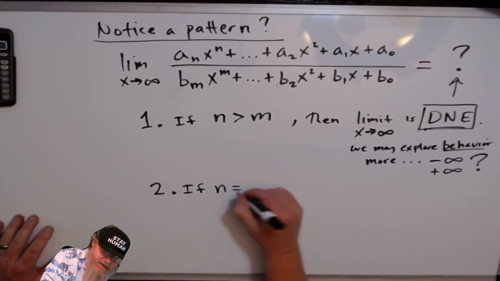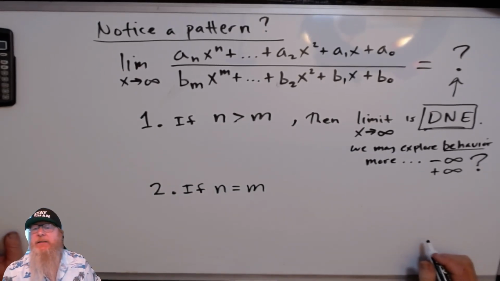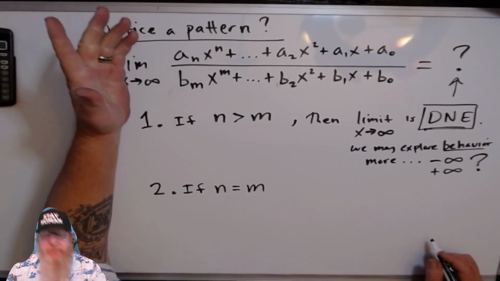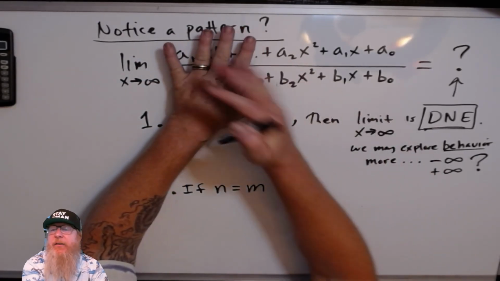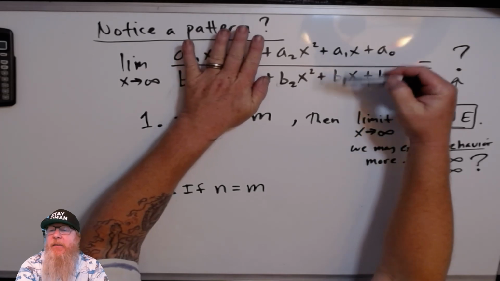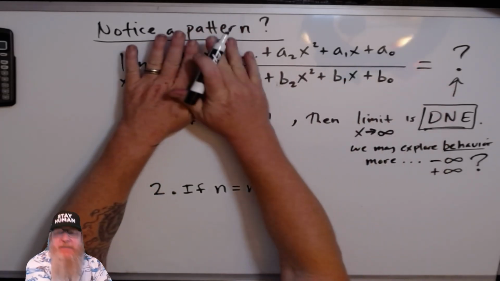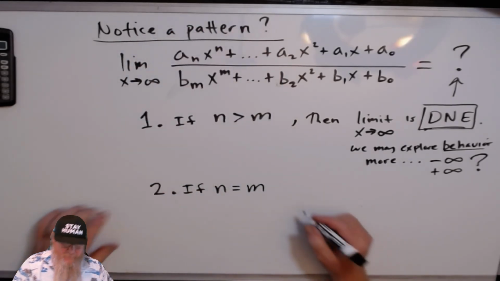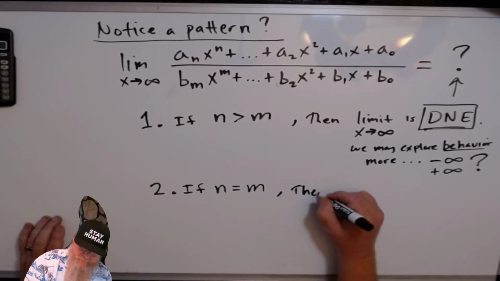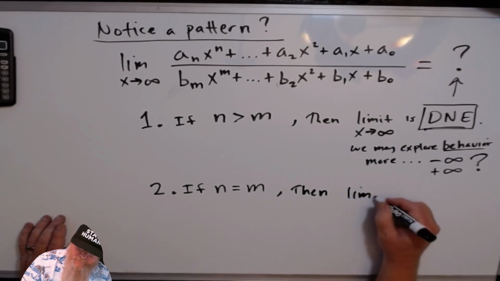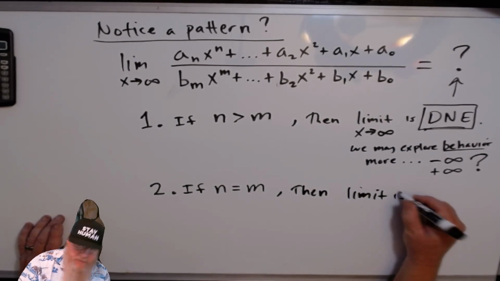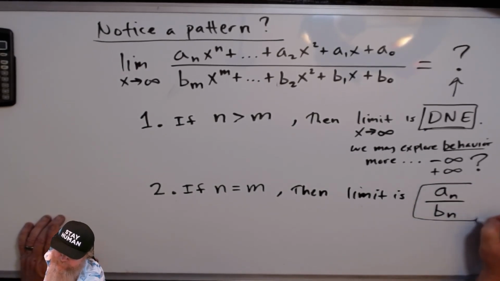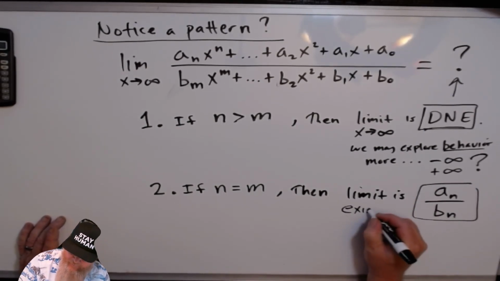If n is equal to m, so we saw one of these today, if they're both 2, like for example, if it looked like this, they're both second power. And then these terms don't exist. We saw that one. It's very simple. The limit is a_n over b_m. Yeah, it exists.